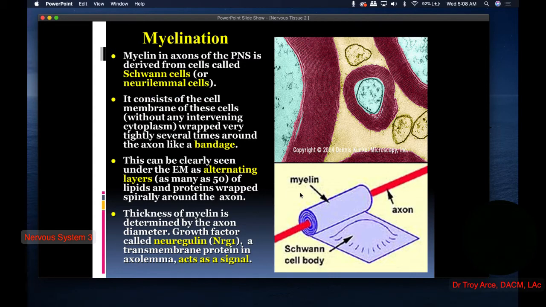The thickness of the myelin is determined by the axon diameter and the growth factor called neuregulin NRG1, a transmembrane protein in the axolemma, and it acts as a signal. So it helps with signaling within the peripheral nervous system. So what's important to know about this? That Schwann cells are actually the source of myelination. Okay, it's derived from cells called Schwann cells. It's also important to note that the presence of Schwann cells promotes signaling as well.